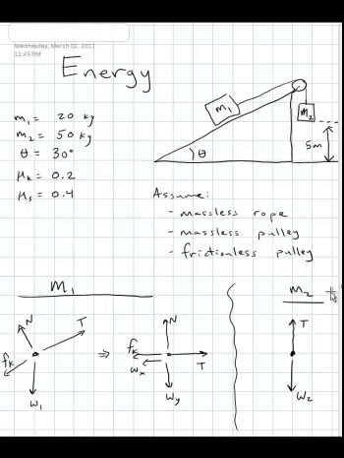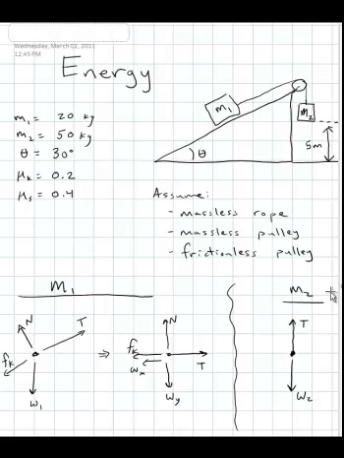Massless pulley, frictionless pulley. We actually don't have the tools to deal with a pulley that has mass yet, but in a few weeks we will, and we'll have pulleys with mass. The neat thing about a pulley that has mass is that the tension in the rope on either side of the pulley is different. But when our pulley is massless, the tension is the same everywhere in the rope.